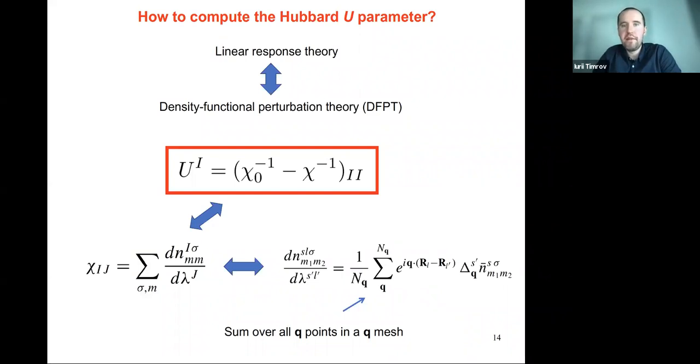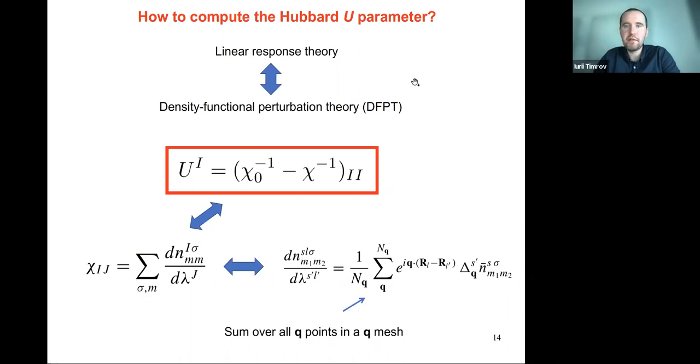DFT plus U is the method to correct the energetics of the system, to remove self-interaction and to have correct energetics of the system. Band gap is a spectral property because you need to have conduction states, and so on and so forth. So trying to reproduce the experimental band gap is already not really the best way to go. The better choice is to compute Hubbard U using first principles methods.